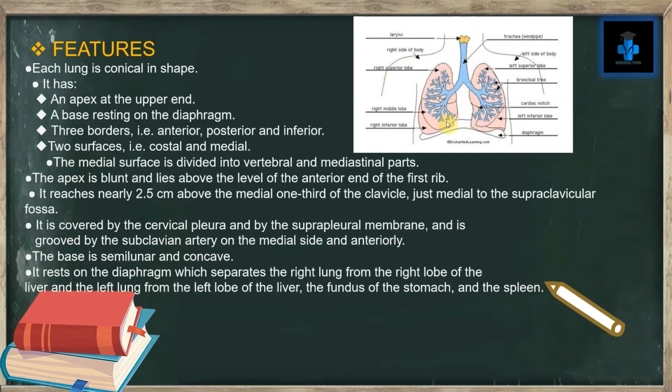The base is semilunar and concave. It rests on the diaphragm, which separates the right lung from the right lobe of the liver, and the left lung from the left lobe of the liver, the fundus of the stomach and the spleen, which comes here approximately.